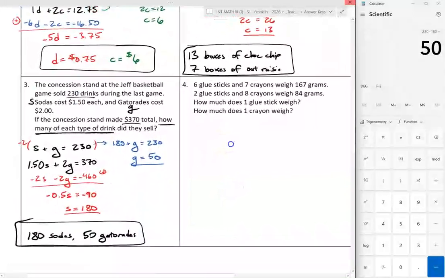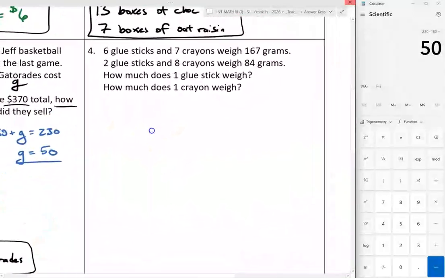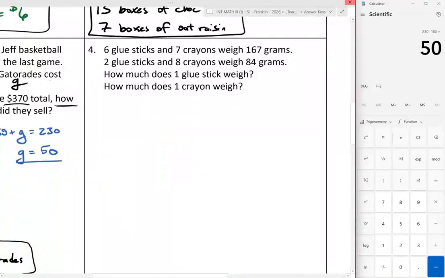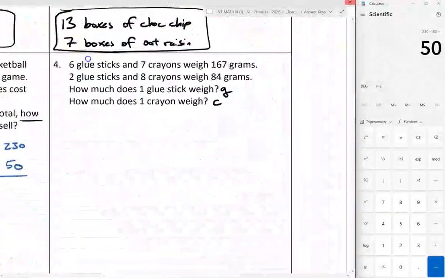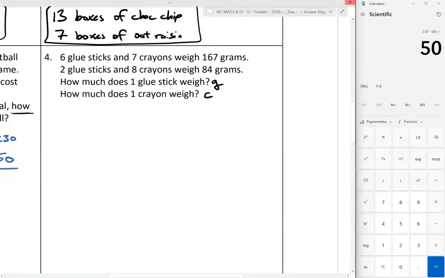Okay, and last one here, number 4, says 6 glue sticks and 7 crayons weigh 167 grams. 2 glue sticks and 8 crayons weigh 84 grams. How much does 1 glue stick weigh? How much does 1 crayon weigh? So we want to find the weight of each one. Glue sticks will use G, crayons will use C. And this one's pretty straightforward. This is honestly very similar to the shopping problem with the cups of coffee and the donuts, only instead of shopping, we have weight. Glue sticks and crayons adding up to a certain weight. But the setup is very similar.